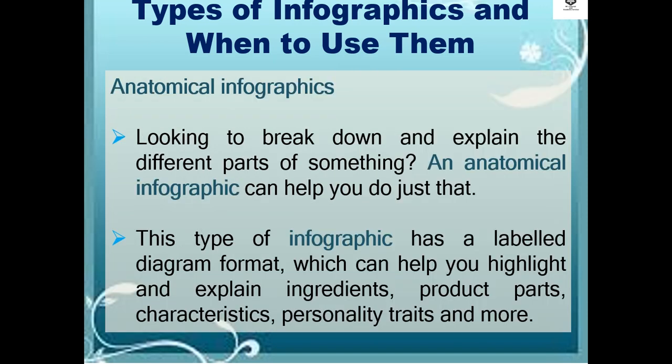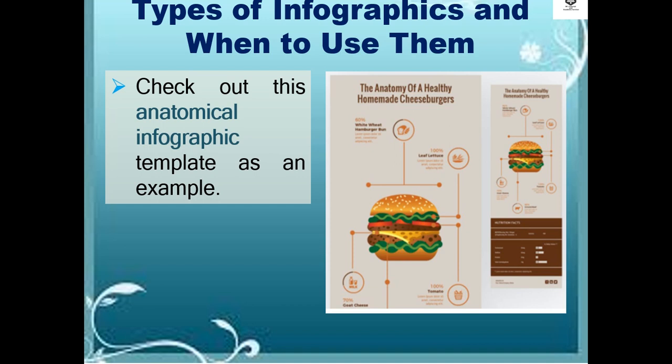Another type is the anatomical infographics. Looking to break down and explain the different parts of something, an anatomical infographic can help you do just that. This type of infographic has a labeled diagram format which can help you highlight and explain ingredients, product parts, characteristics, personality traits, and more. Check out this anatomical infographic template as an example.